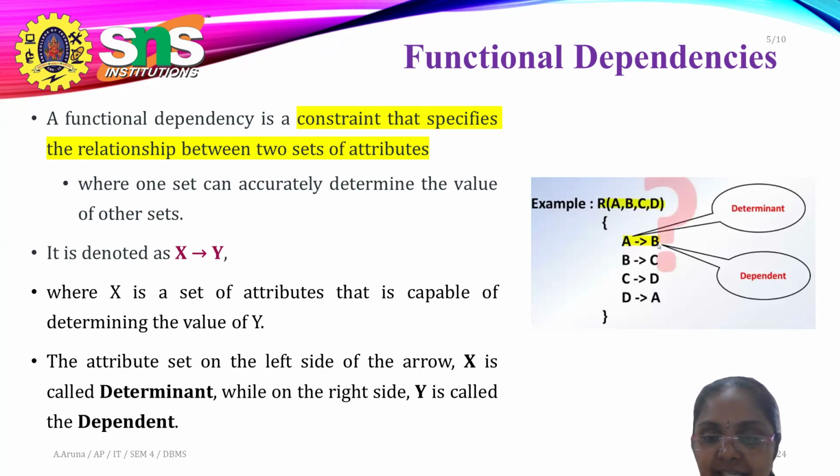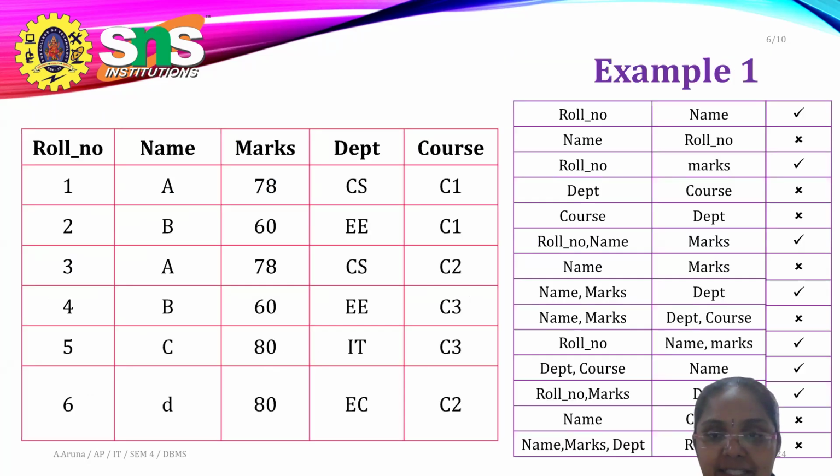It is always represented in terms of an arrow. The arrow represents the dependency between the two variables. Now let us see with an example. See here, I have given a table. It contains 4 attributes.